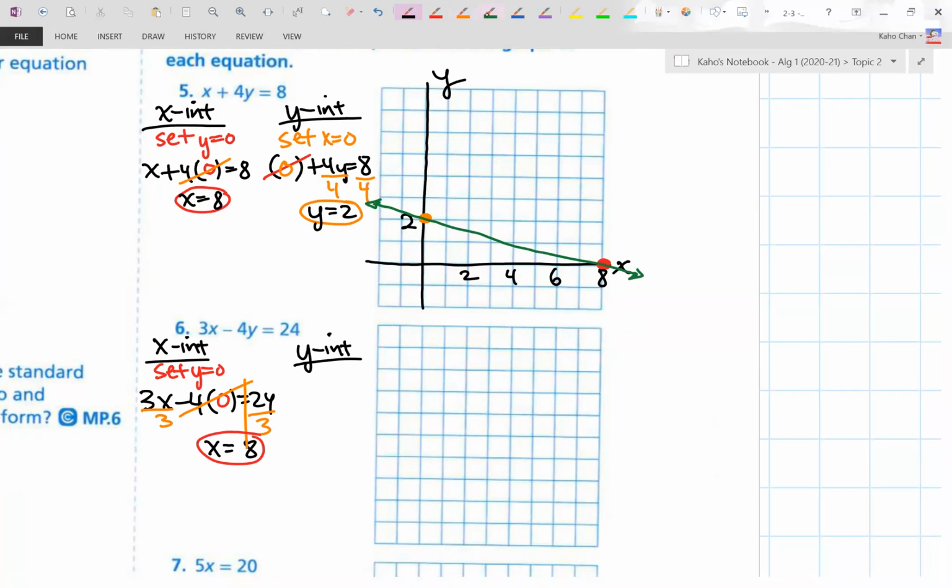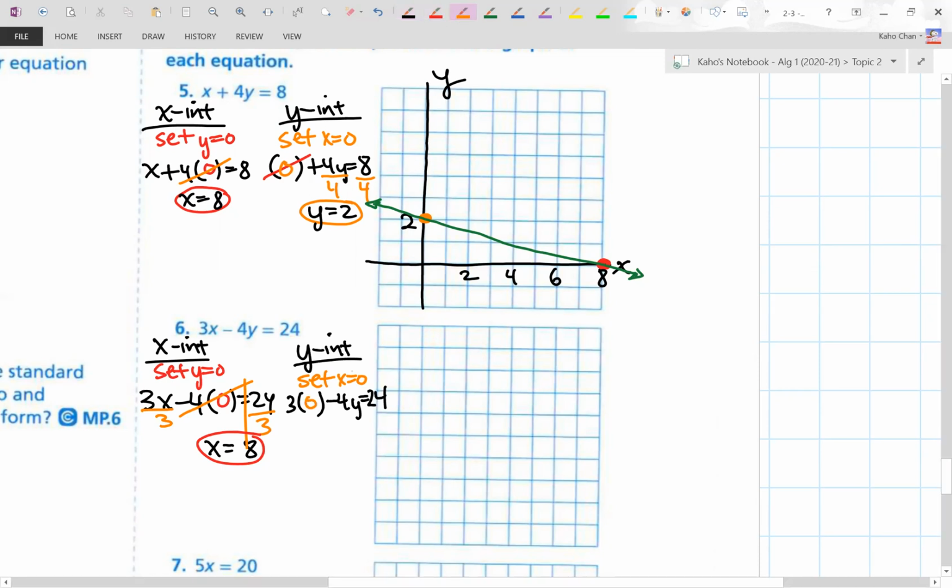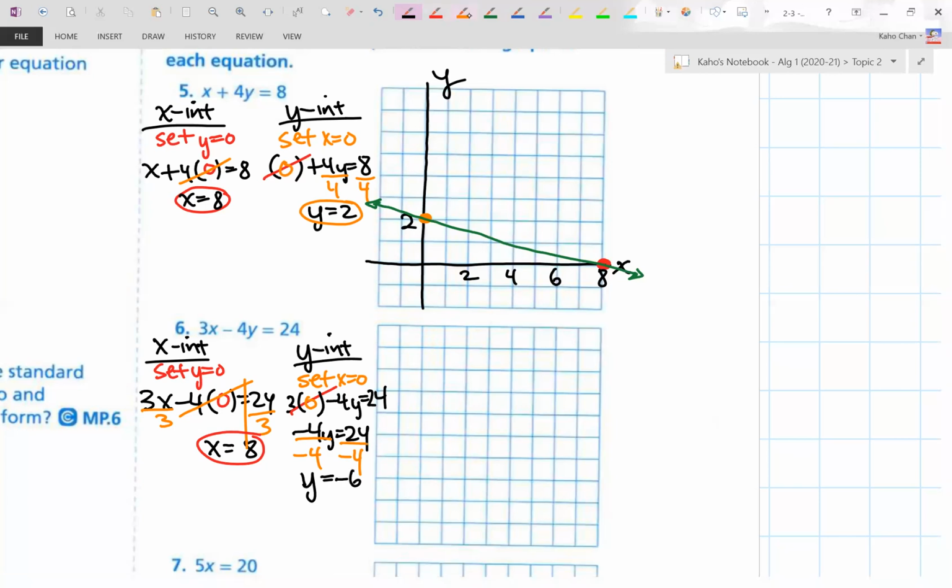Set x equal to 0. Let's do it. 3x minus 4y equals 24. Got a little cramp there. Sorry about that. Plug in 0 for x. That zeroes out. Bam. That leaves me, watch out for those negatives, negative 4y equals 24. Divide by negative 4 to both sides. When you do that, positive 24 divided by negative 4 is negative 6. All right. Let's see, we have a positive 8 and a negative 6, which puts us squarely into the fourth quadrant.